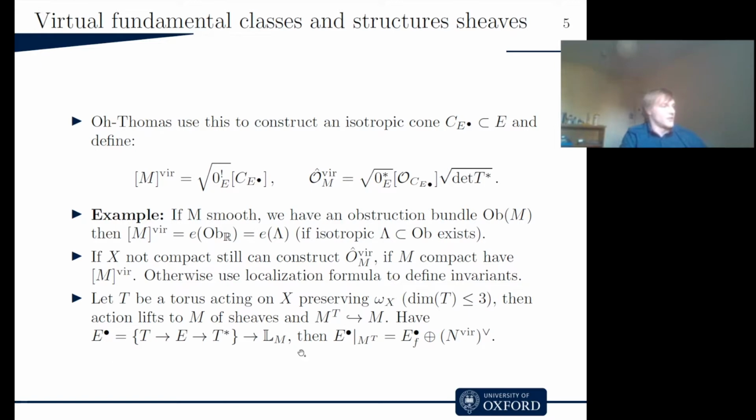So the localization in this setting is very similar to Calabi-Yau 3. It's just that you work with this 3-term complex rather than a 2-term one for the obstruction theory. So here T is a torus acting on X, preserving the volume form, such that the action lifts to an action on the moduli space, and we have the fixed point set in M. Then the obstruction theory, this 3-term complex of vector bundles, splits into the fixed part and the normal part.